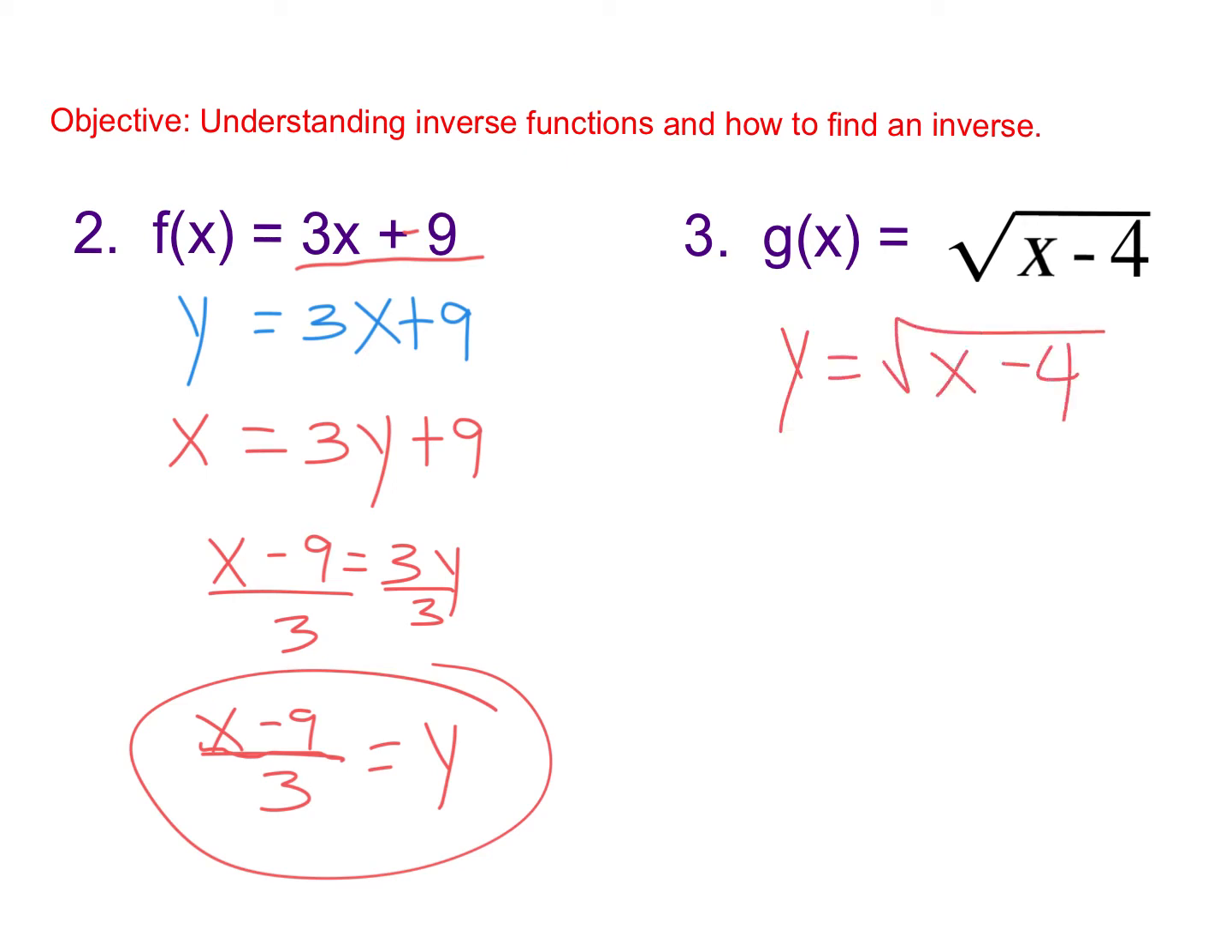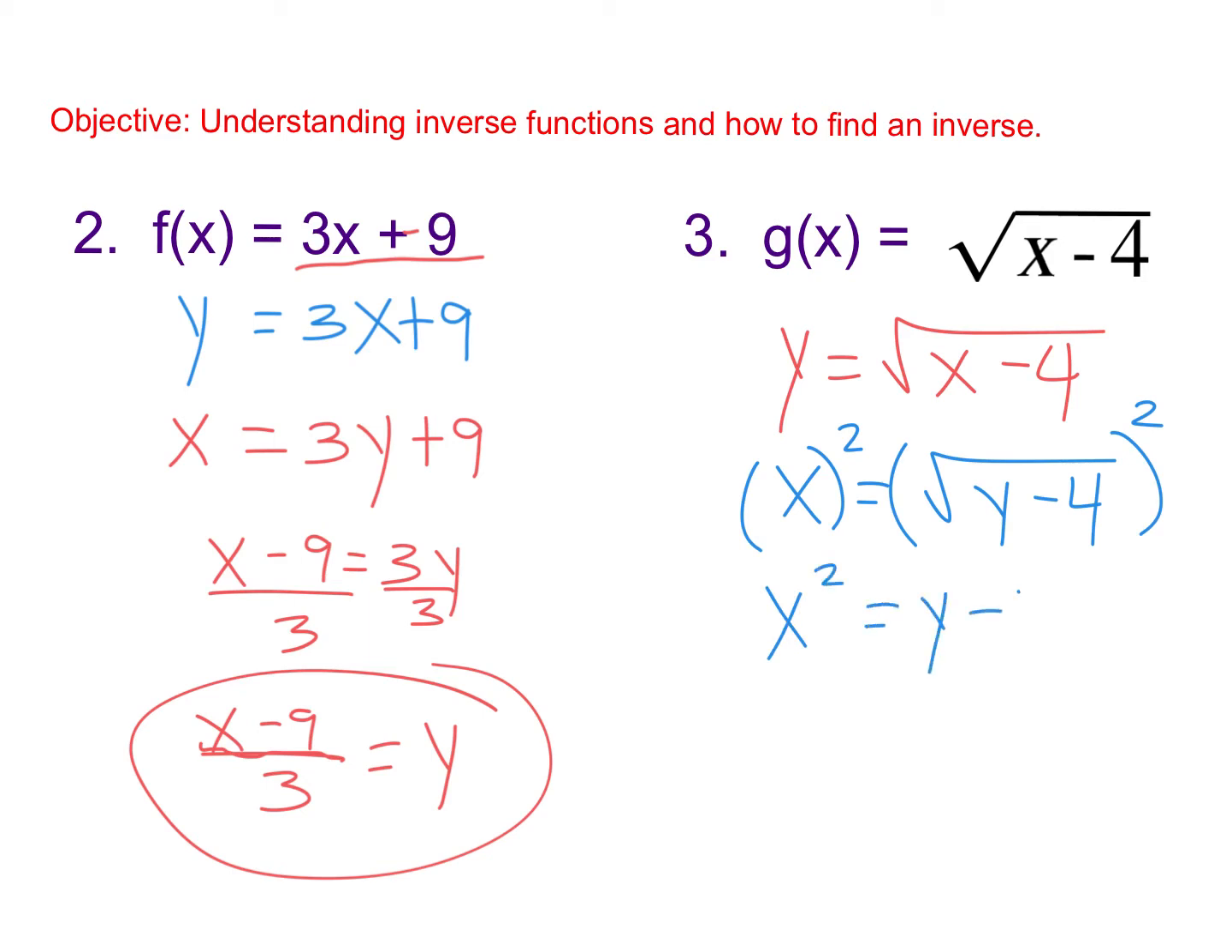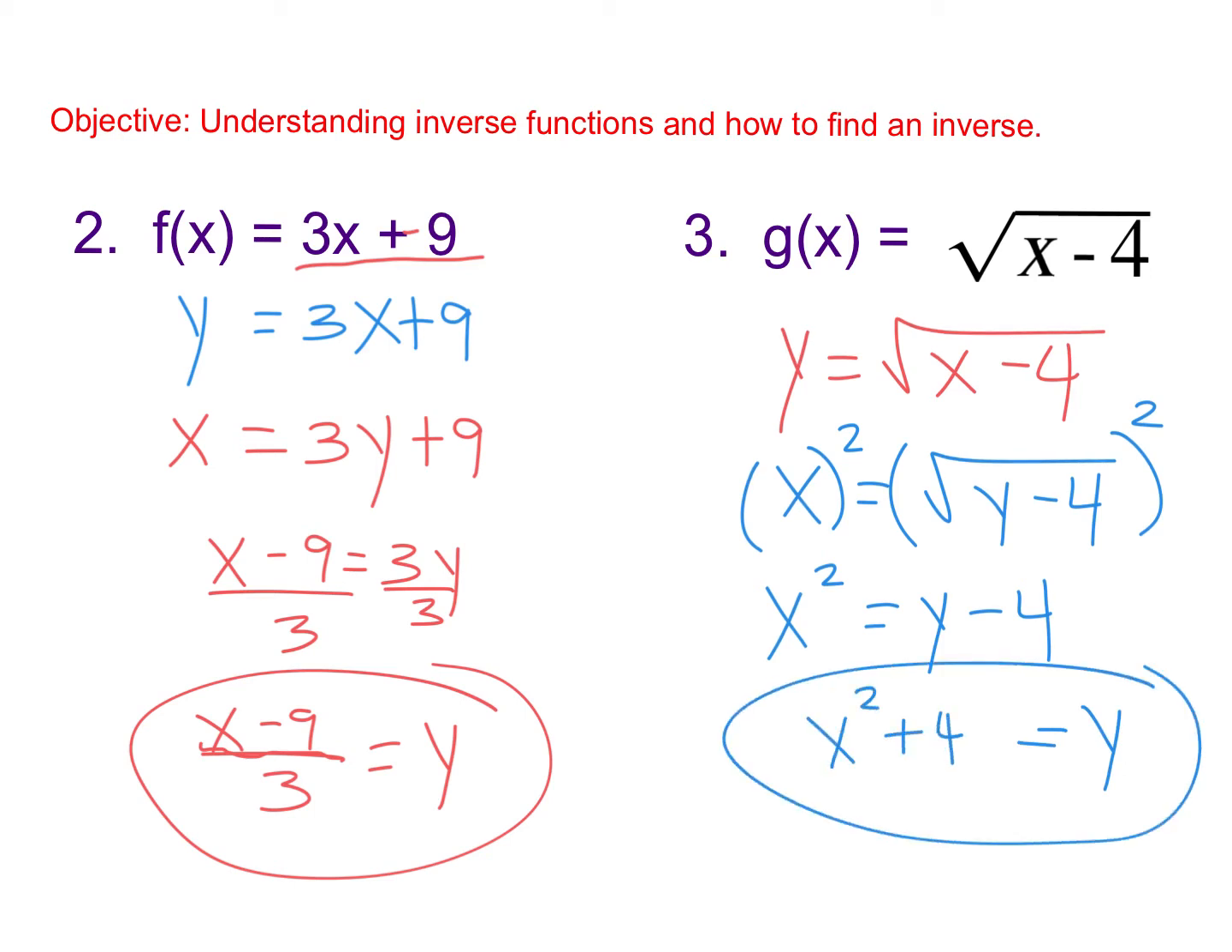All right, so now I want you to pause and try this one on your own. Flip your x and your y and solve. So I have my x equals the square root of y minus 4. The opposite of a square root is a square, so I'm going to square both sides. So x squared equals y minus 4. And then I add 4 to both sides. So x squared plus 4. That's it.